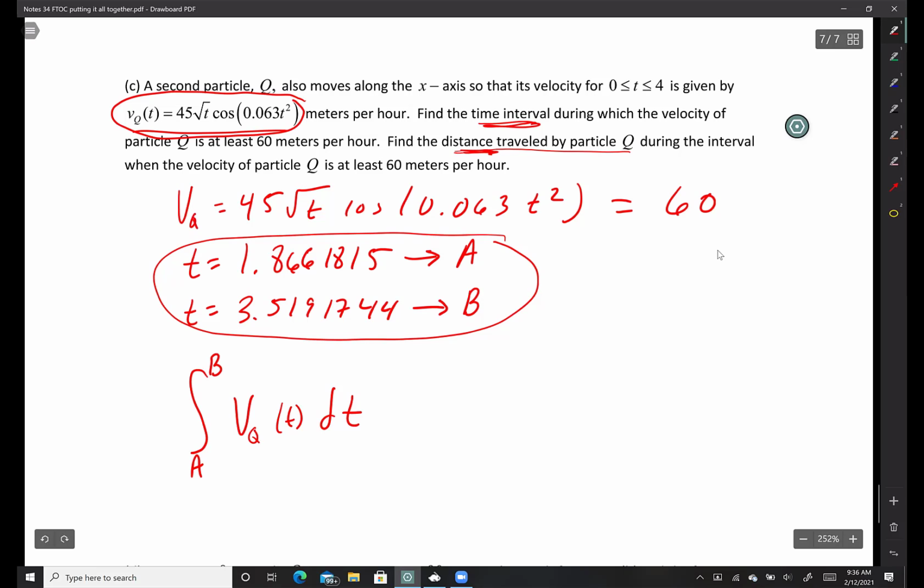So either write that, or if you feel like, no, I'm just going to write the whole expression just to be safe, you can write the whole expression in there. 45 squared of t cosine 0.063 t squared. There it is. I'm going to put equal sign. You do not have to do anything by hand. Tell the calculator to do it. Here we go, guys. Oh, I forgot to tell you how to. Okay.